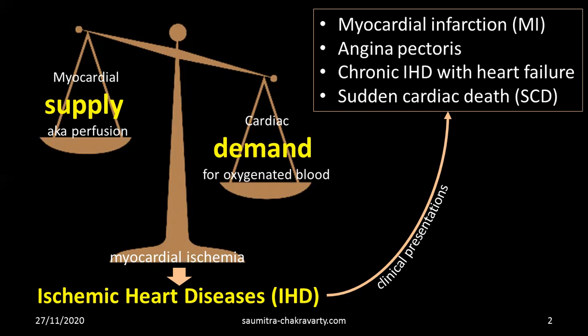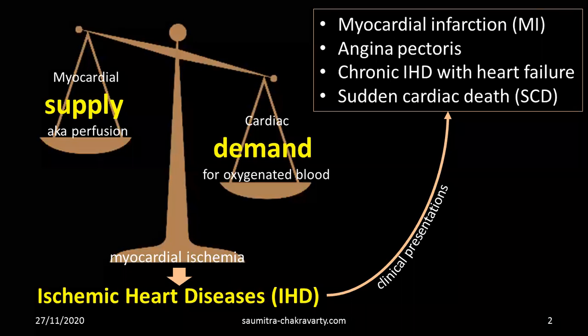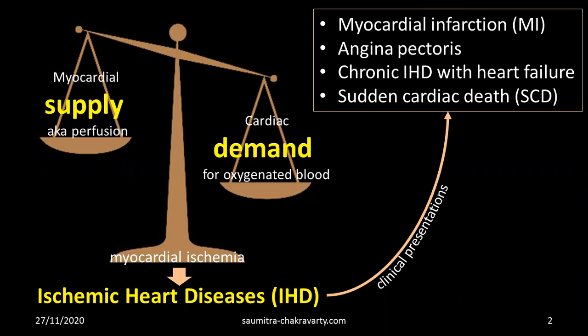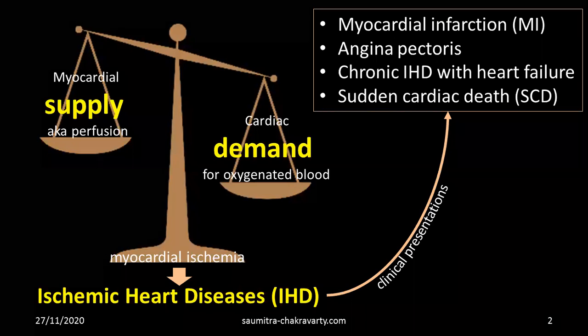These specific clinical presentations are collectively known as ischemic heart disease. It mostly includes these four main categories. All of these four categories have their own subcategories, but we will go into that later. The four main categories are myocardial infarction, angina pectoris, chronic ischemic heart disease with heart failure, and sudden cardiac death.